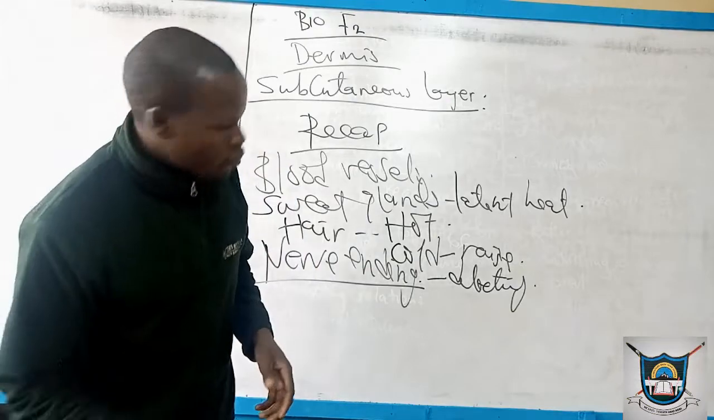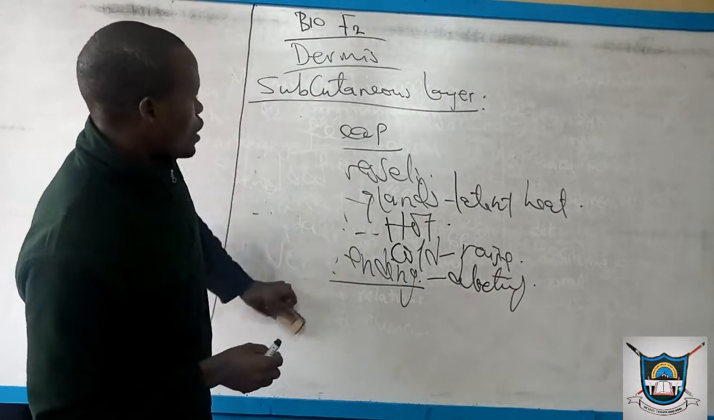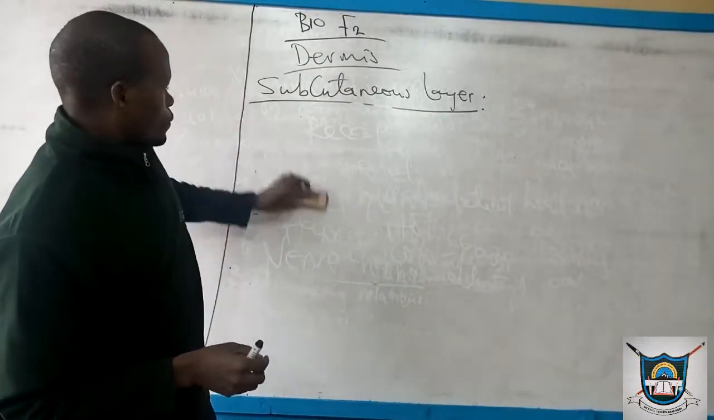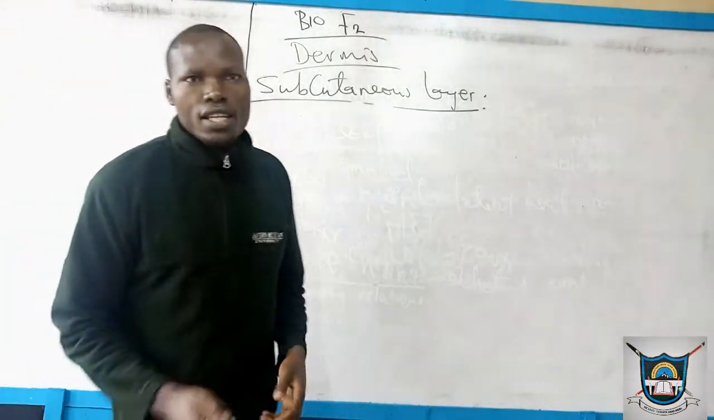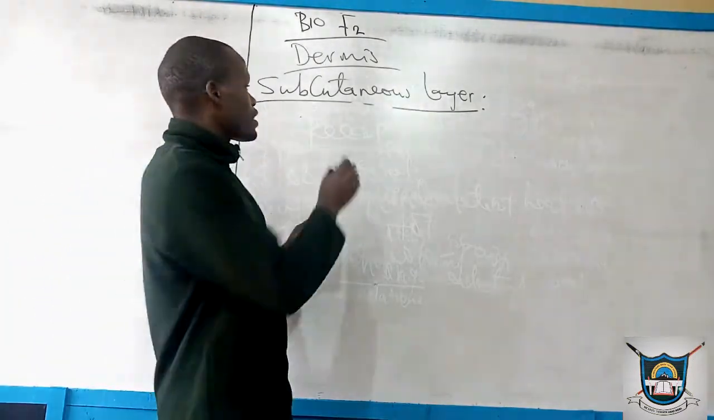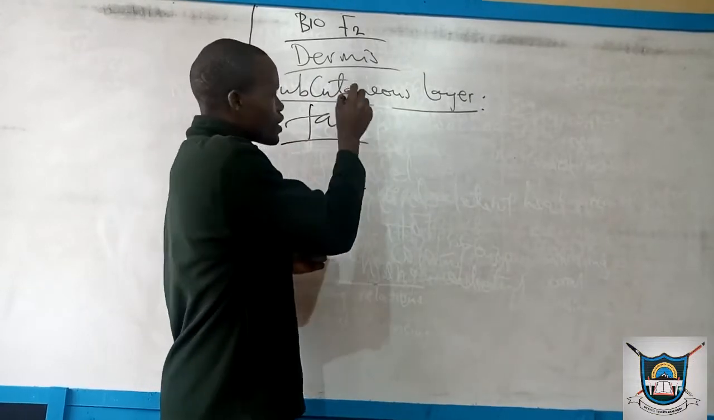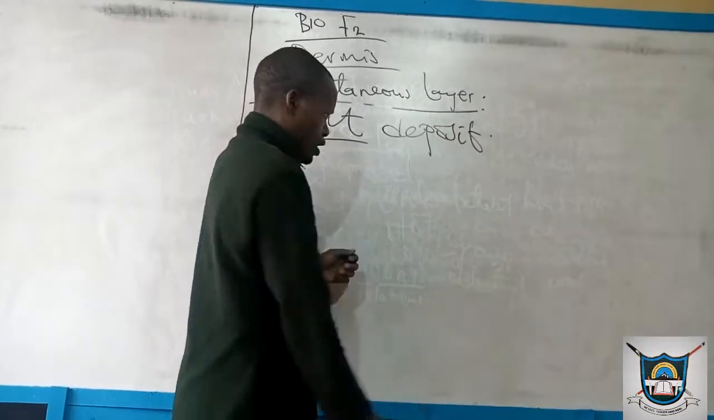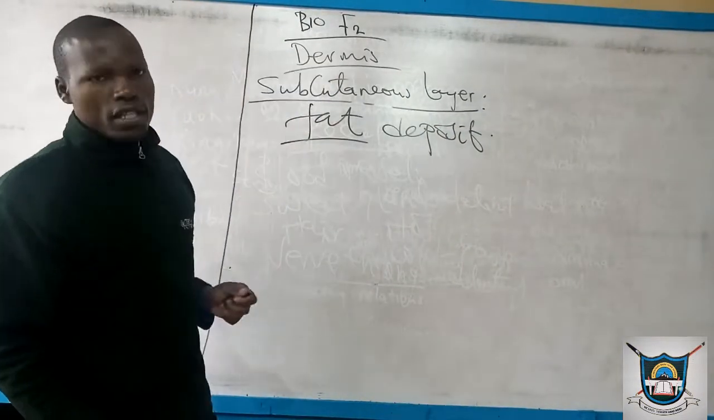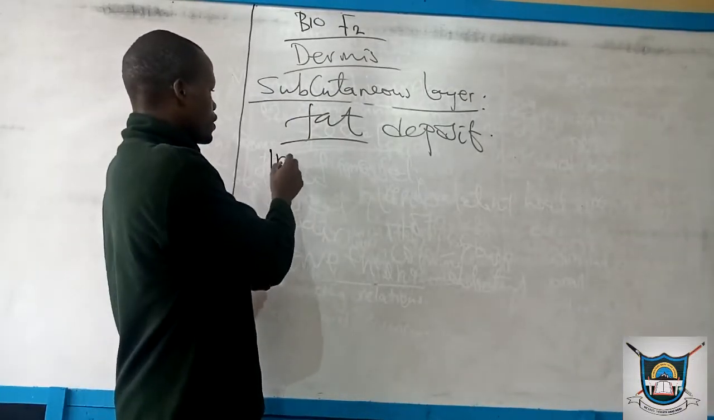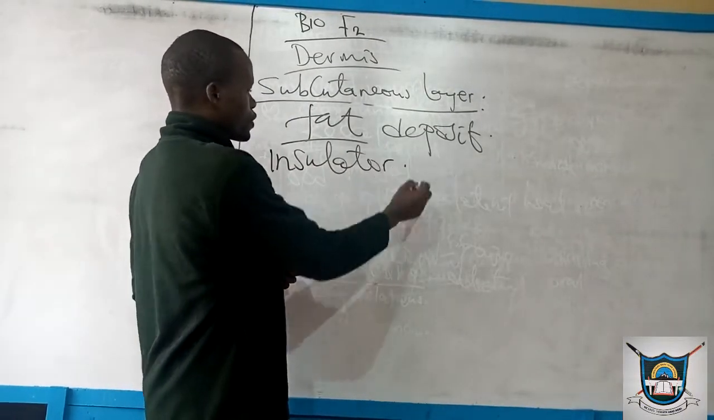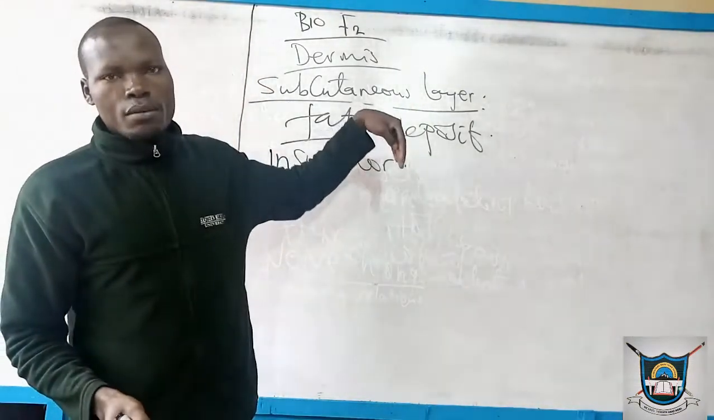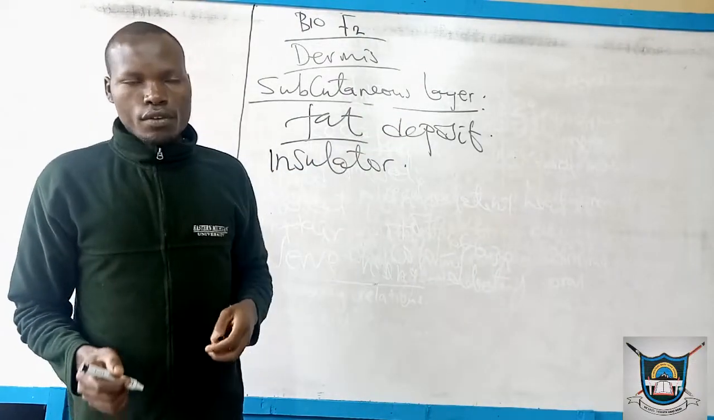So today let us look at the other part, that is the subcutaneous layer. The subcutaneous layer is the layer of the skin where we have the fats; it is within this layer where we have the fat deposits. The role of this fat which is deposited along this layer is that it acts as an insulator. Insulator means it protects the body from losing a lot of heat, and also it protects the body from the entry of the cold wind from the surroundings.